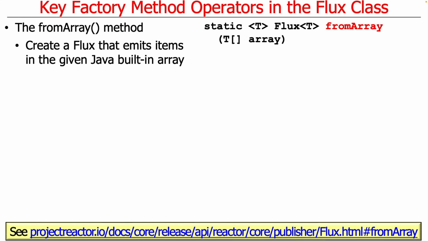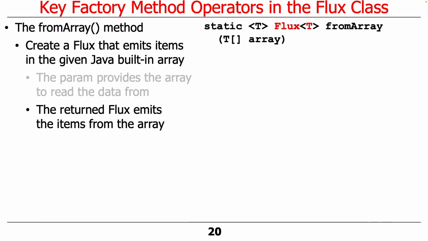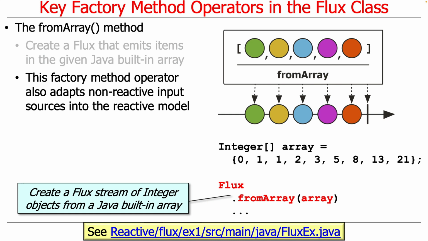The next method is called fromArray. Surprise, surprise, it creates a flux that will emit the items in the built-in array that's passed as a parameter. That's what it looks like. That's the syntax. It returns a flux that emits the items in the array. Also, really no surprise there. Here's a very simple example. We have an integer array, and we make a flux that will emit the items in that array.